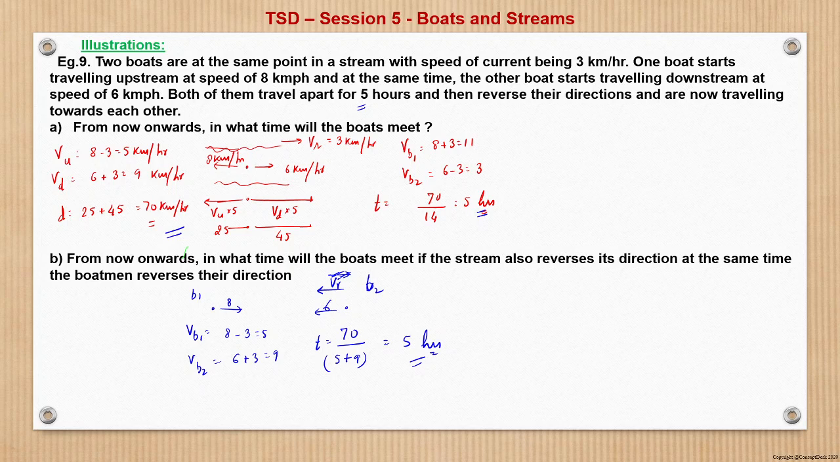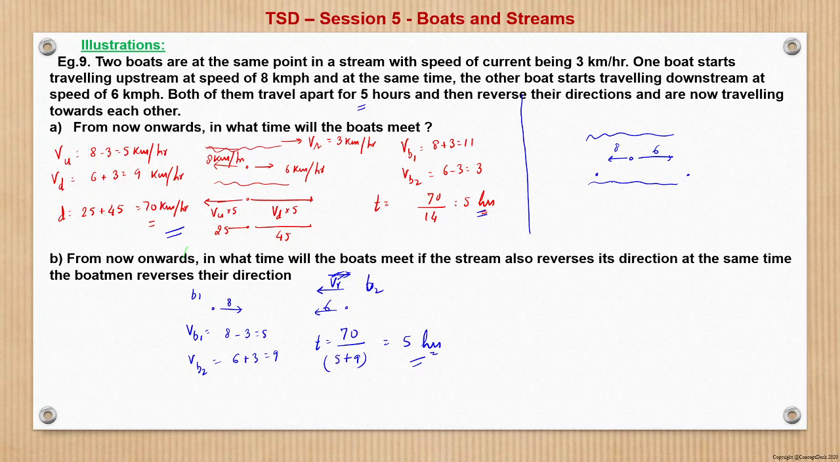So why is it so? Let us try to understand this in detail. Basically, this is the river, right? Here there are two boats. One is moving at a speed of 8 km per hour, another is moving at a speed of 6 km per hour. They move in their respective directions for 5 hours. So suppose boat 1 reaches here, boat 2 reaches here.